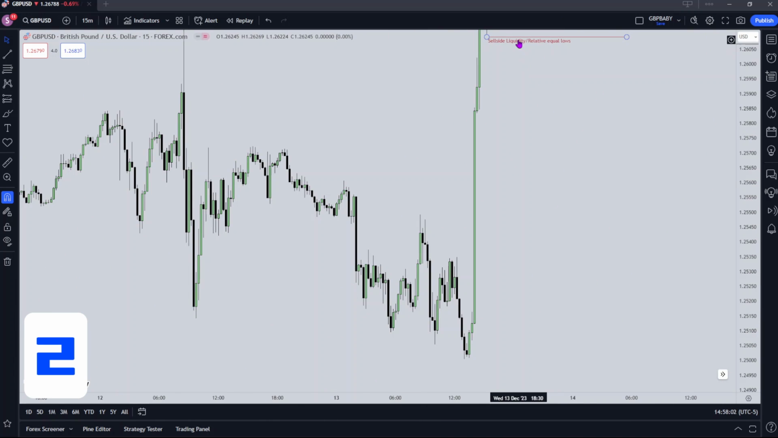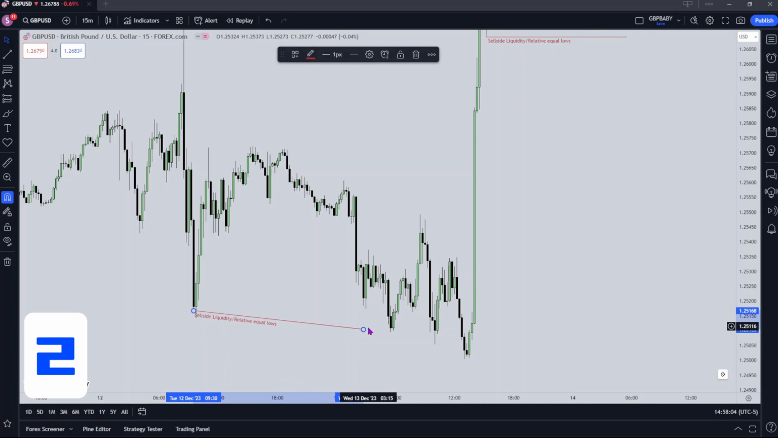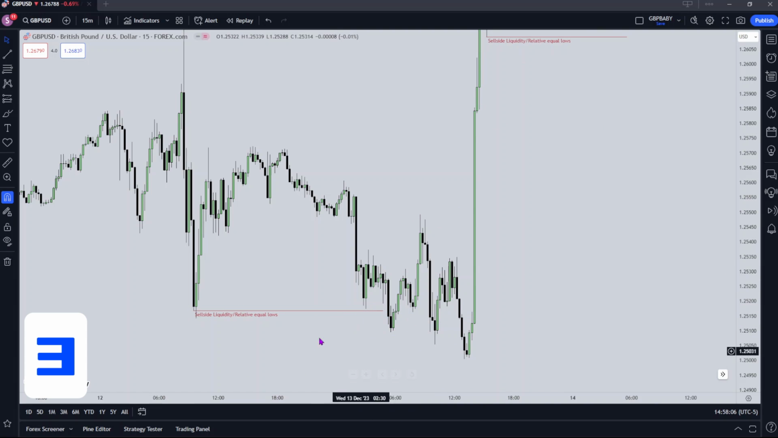So here we've got relative equal lows, 1, 2, relatively equally low. You can see our price comes down, grabs those and then moves higher, and that's literally all we're going to be doing. And the more you train your eye to be able to identify these relative equal lows, the better you're going to be able to look for them in the chart.